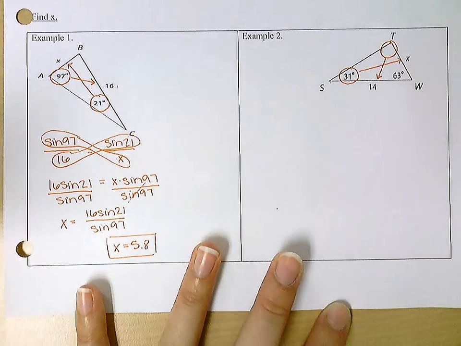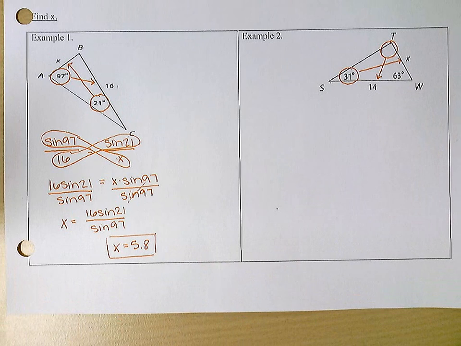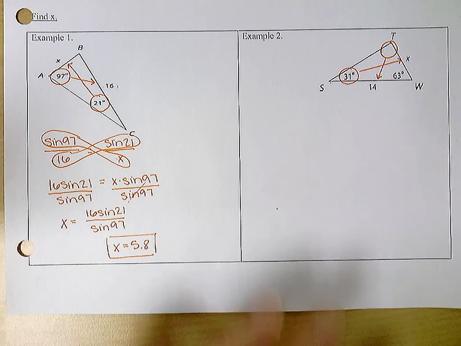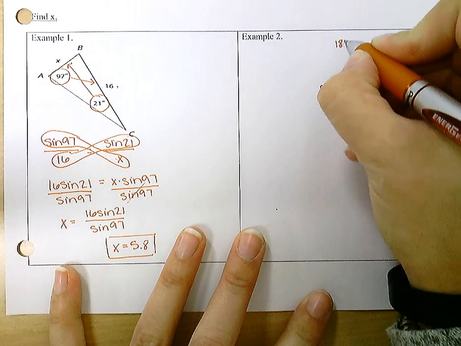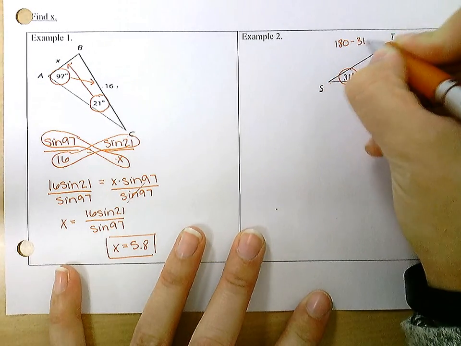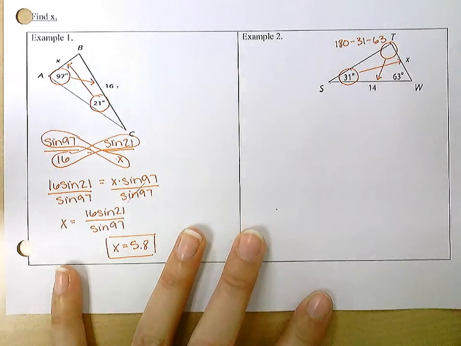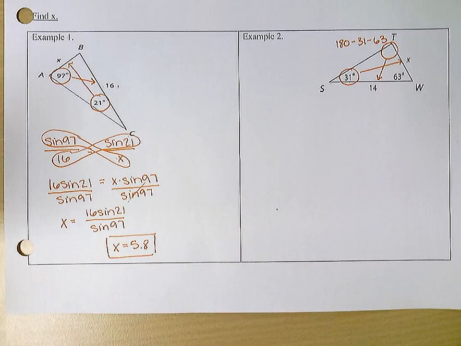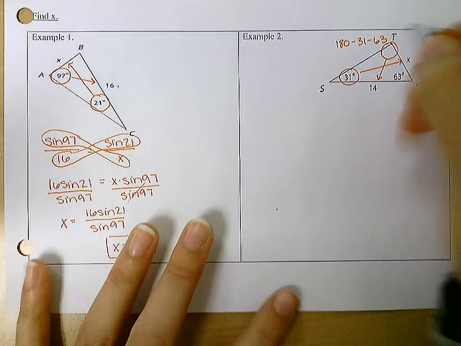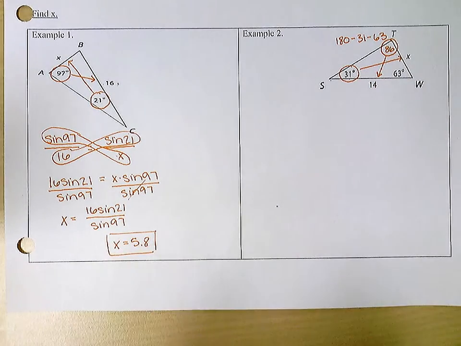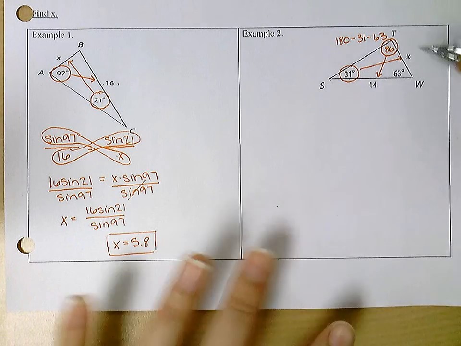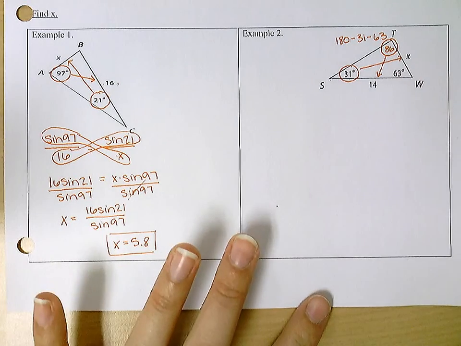Well, if I have two angles of a triangle, how can I find the third one? Subtract from 180. Good. So I would subtract the two angles that I know from 180 to get that remaining angle so that I can use it in law of sines. That is 86. That's the angle I want to use because I have a side opposite that angle.